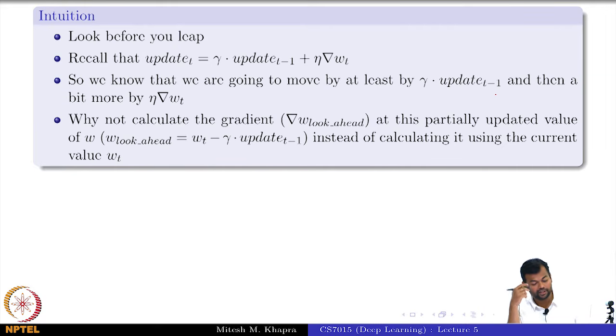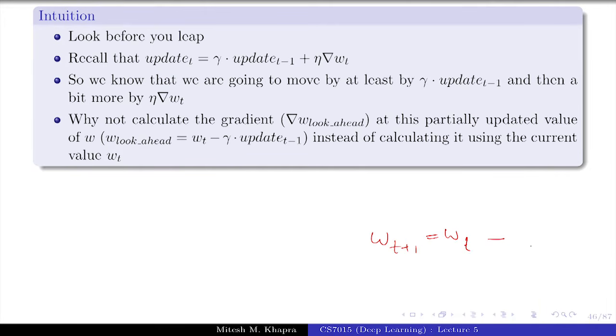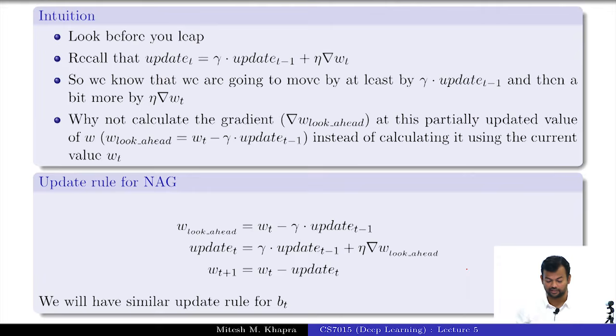Why not compute the gradients at this look ahead point? So you are again adding it in two steps, minus the history and then minus the current gradient. Take this value, call it the look ahead point. I know that I'm going to move by this much. So let me not compute the gradients at the current point. Let me move by this much, then compute the gradients and see what happens at that point. Does it make sense?